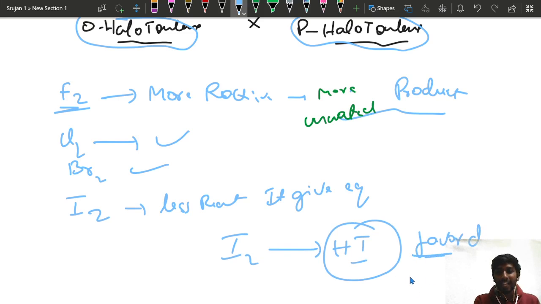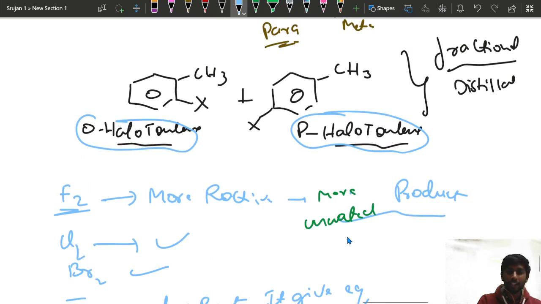So what are you using? You are using acids like HNO3, or you can use HIO4. These acids you can use in the presence of iodine, and you are getting the para-iodotoluene, or you are getting the ortho-iodotoluene.